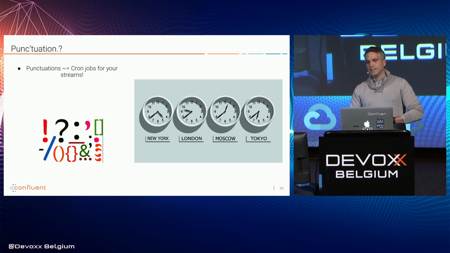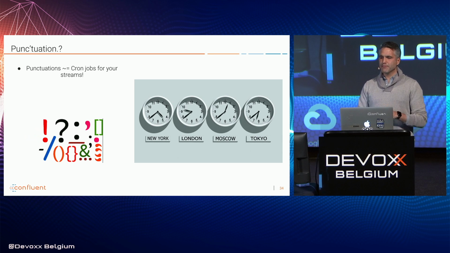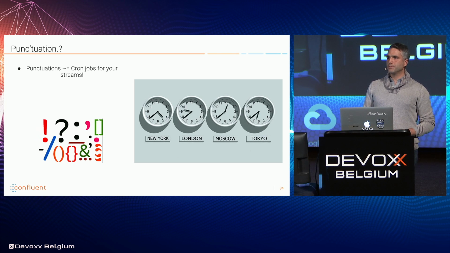Okay. So, punctuation. You can basically think of punctuations as cron jobs for your state. You don't necessarily have to do operations on your state, but it's a timer function that you set up inside a process or transform implementation that you can run regularly against your state to perform some operation.